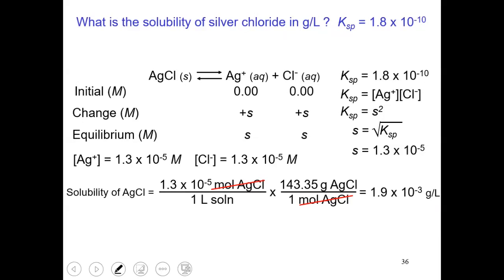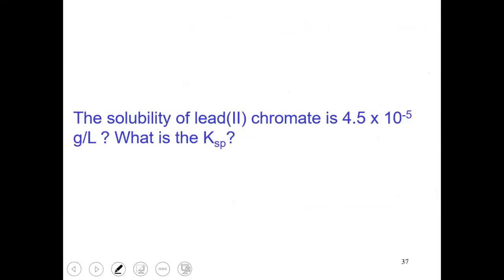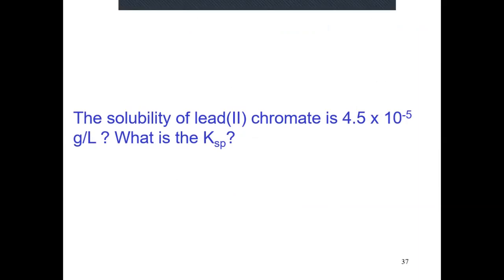Let me know if there's any questions. And we're going to do a little problem solving of our own. Let me give you a few seconds to write that down. So I think hopefully you have this in your handout. But if not, just write it down. Oops, sorry. I keep hitting the wrong keys here. The solubility of lead 2 chromate is 4.5 times 10 to the negative 5 grams per liter. What is the KSP? Hopefully you have this in your handouts. If not, please write it down.